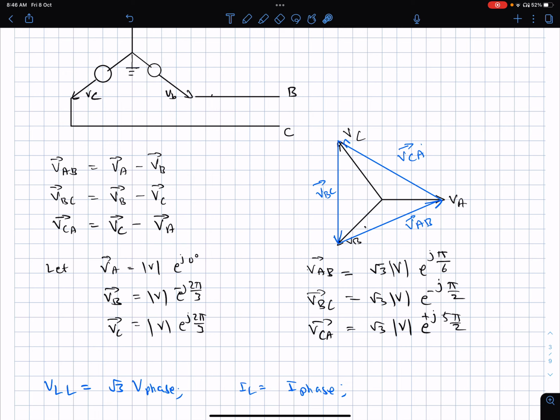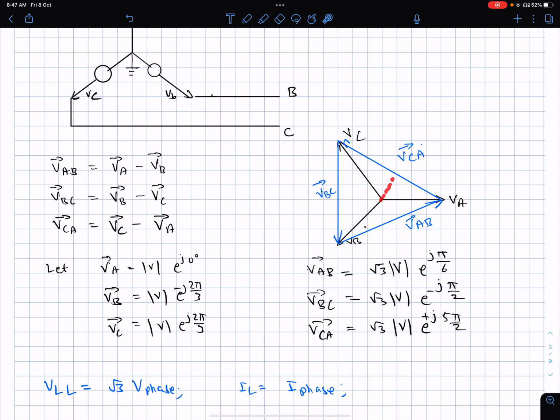and VBC will be a phasor with the arrowhead on B and, I'm sorry, the starting point on C. So from this geometry that I have drawn, it is very clear that because these are magnitude-wise equal and angles are 120 degrees, this is going to be an equilateral triangle.